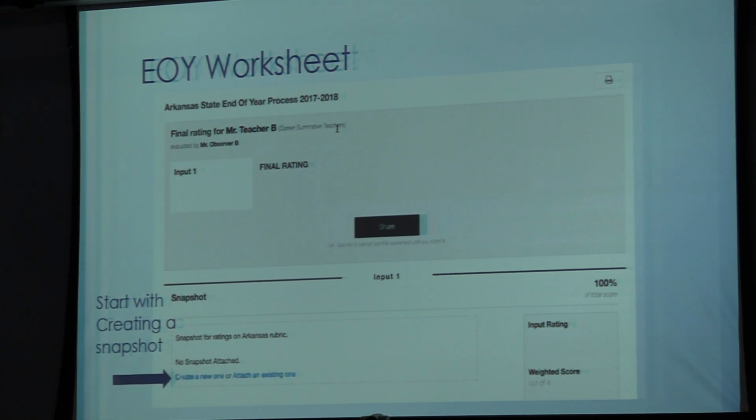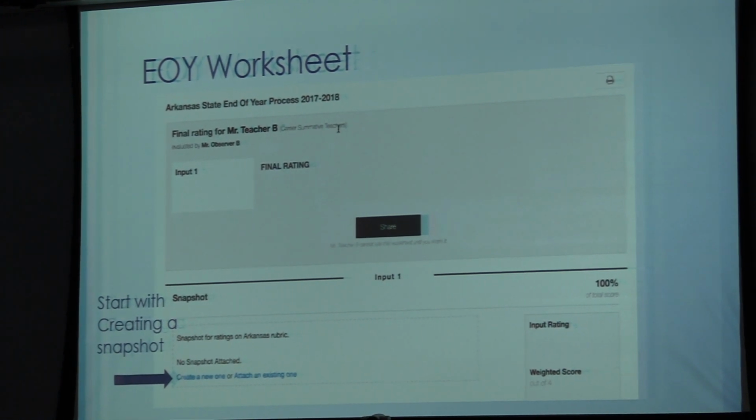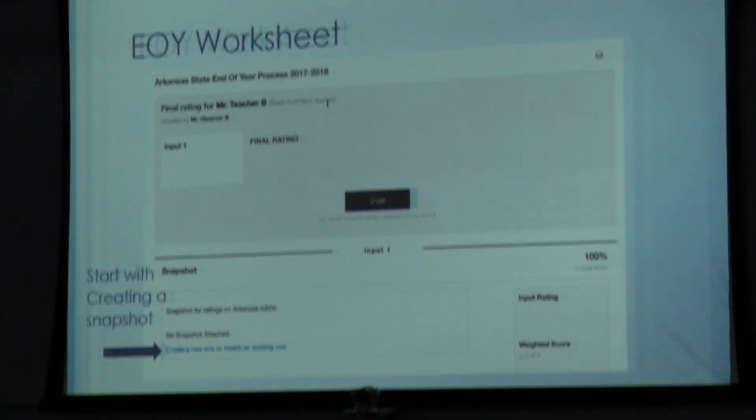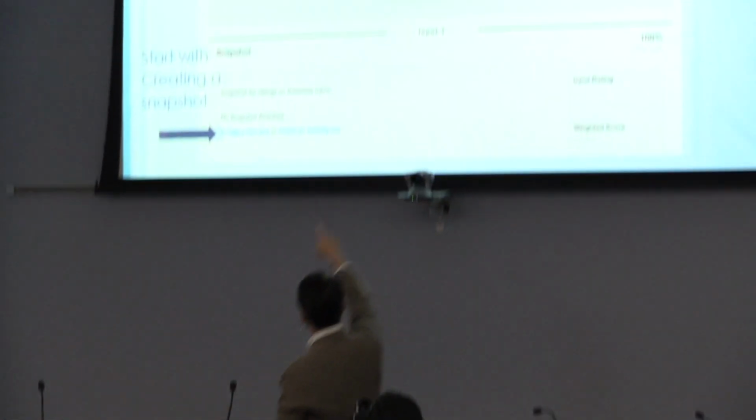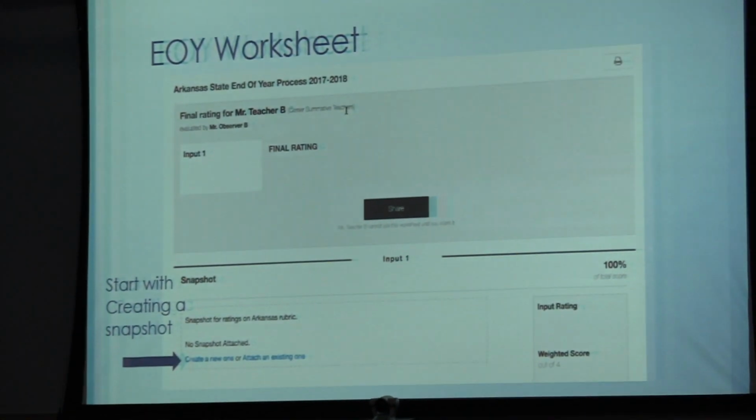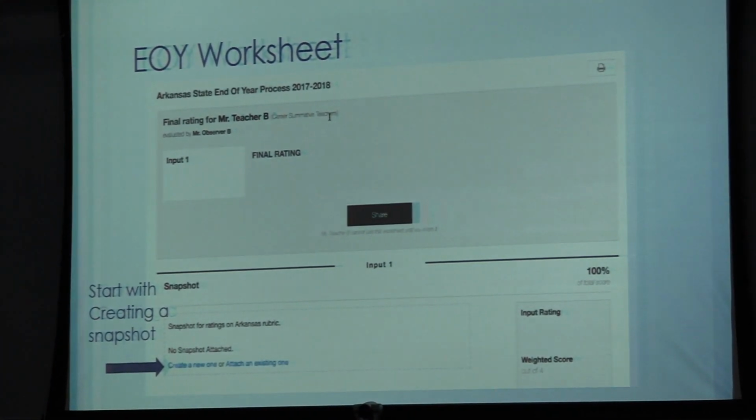That's actually the worksheet. How many of you have seen that worksheet before? Yeah, that's the worksheet. But as you can see, we have no final rating. So this is the work we've got to do to get this worksheet to print correctly so that when ADE gets the information, it's correct. So where do we start? We start by clicking on Create a New Snapshot.